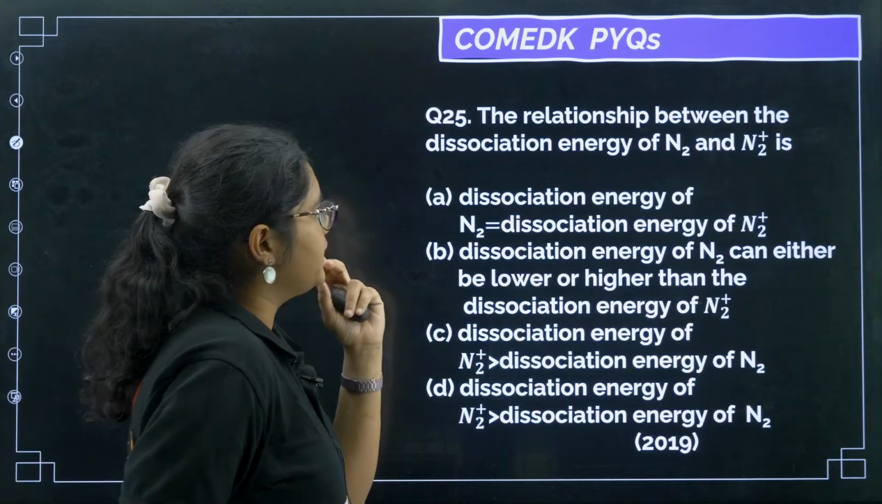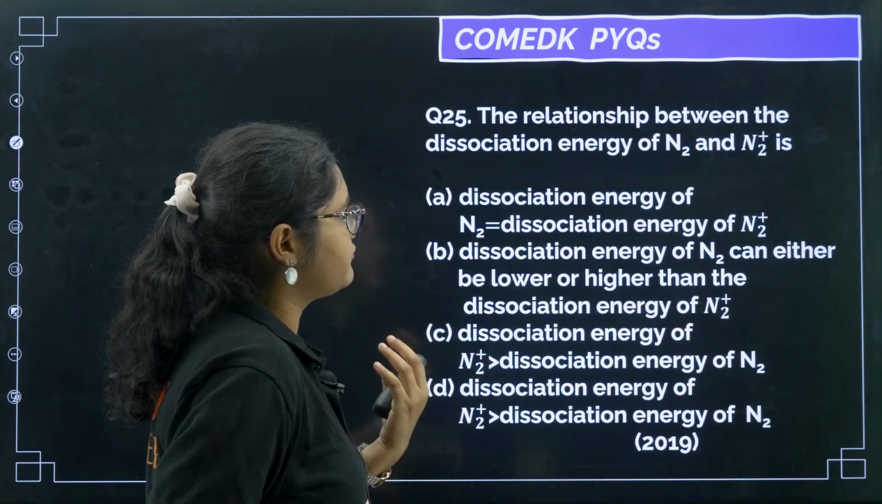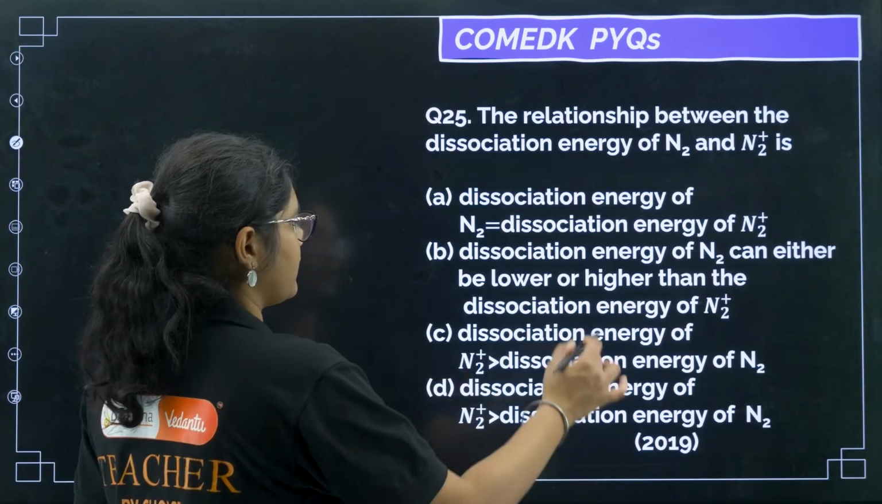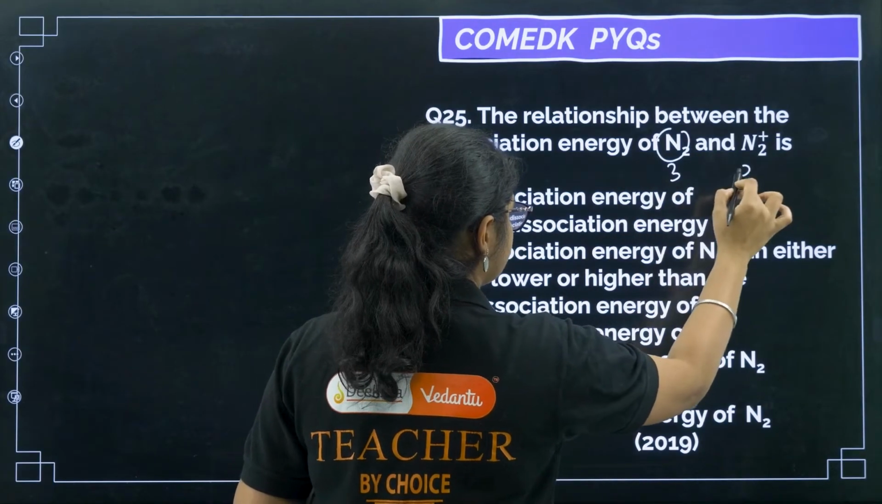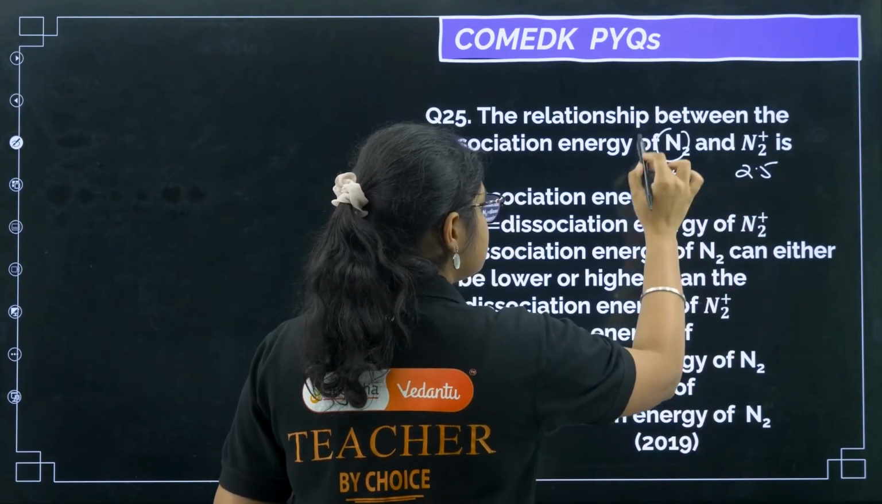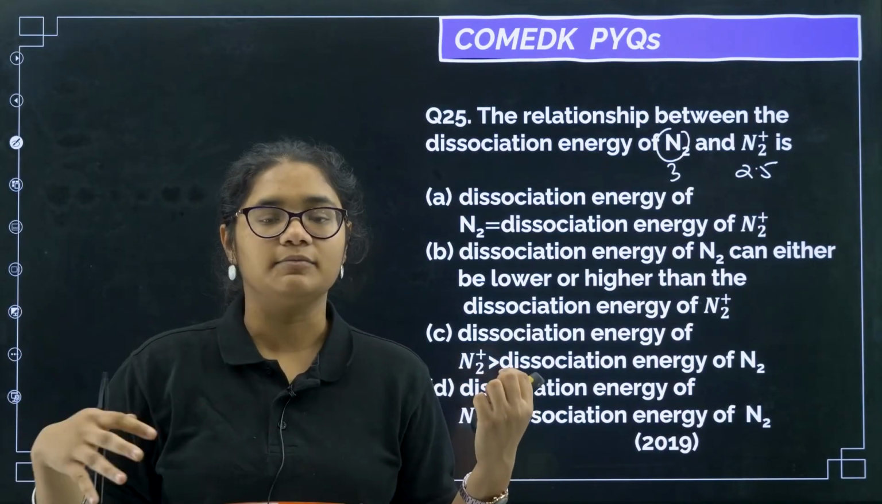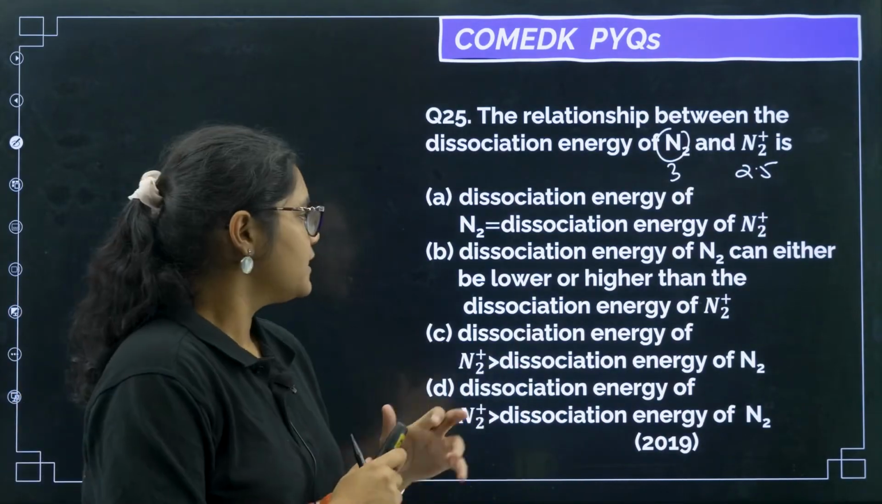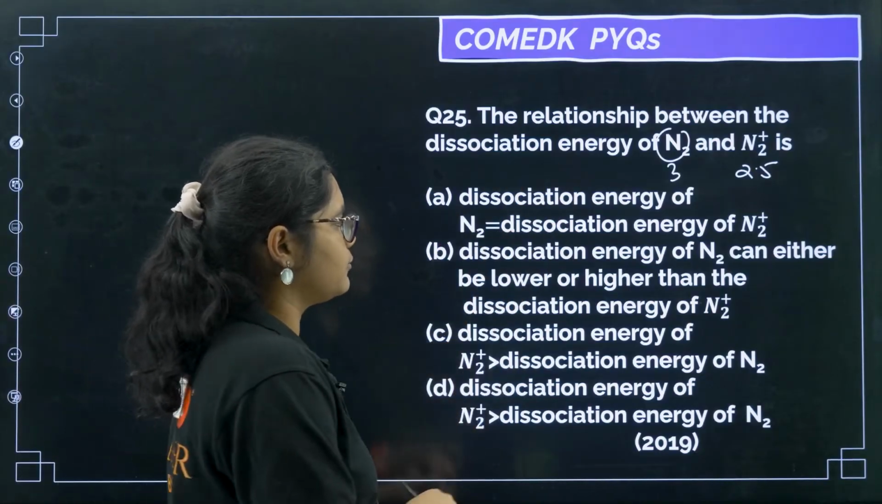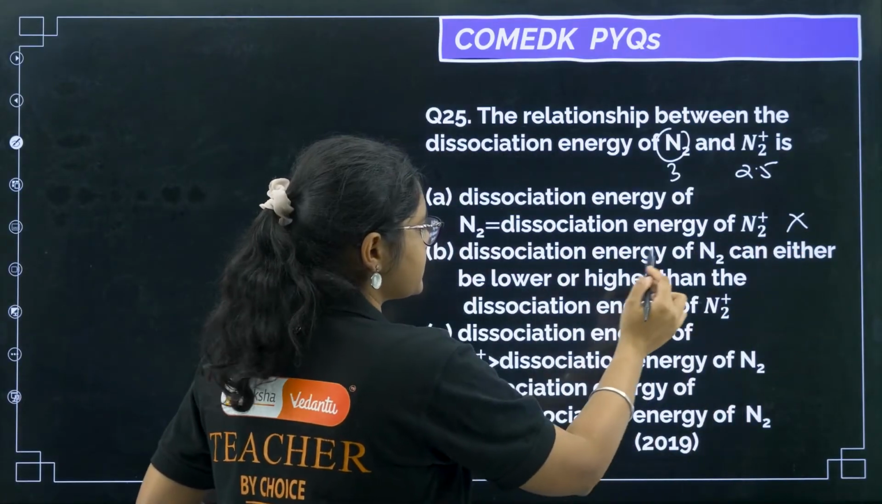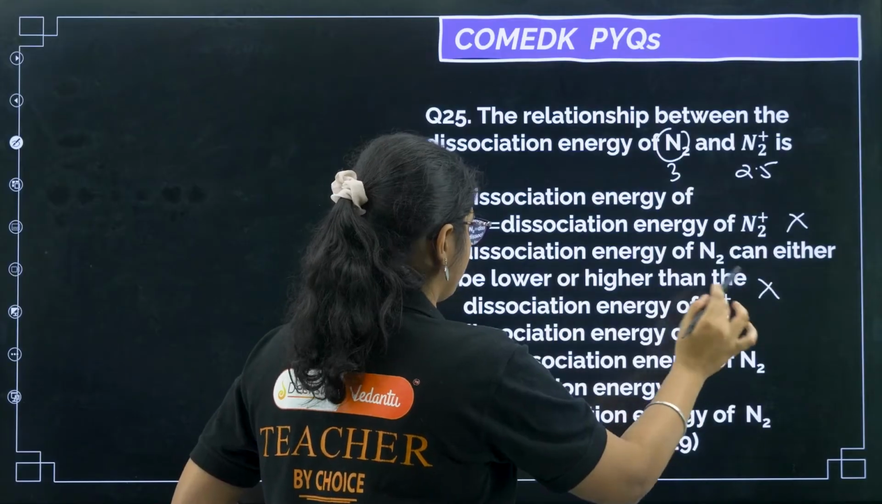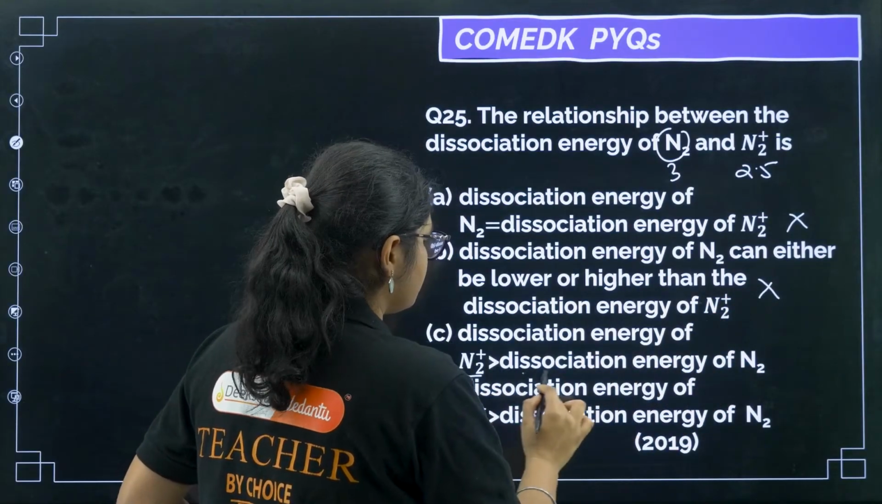Next, the relation between the dissociation energy of N2 and N2 plus. So if you just see now, N2 bond order is 3 and this is 2.5. So that means N2 is stronger, bond order is more, that means bond strength is more, that means bond enthalpy will be more. So the dissociation energy are equal for both? No. Dissociation energy of N2 can either be higher or lower? No. Dissociation energy of N2 plus is greater?